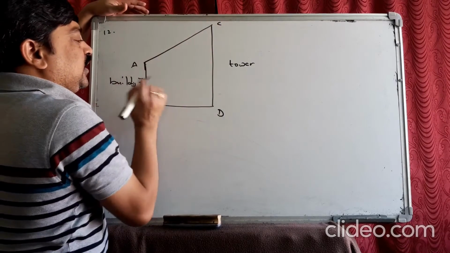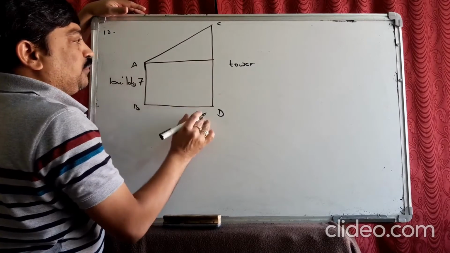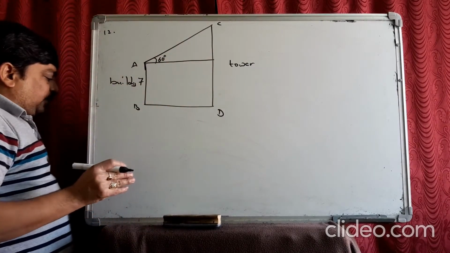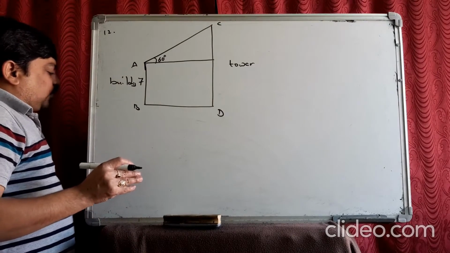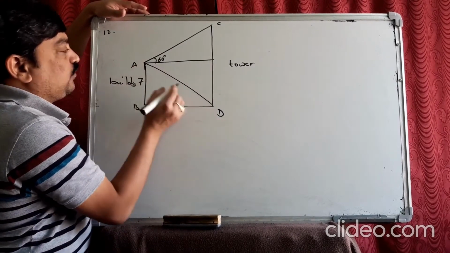From here it is 60. When you are taking an angle, you should draw a horizontal parallel to the base. So it is 60 degrees. Now what did they say? The angle of depression of the foot, when he is observing the depression here, it is 45.